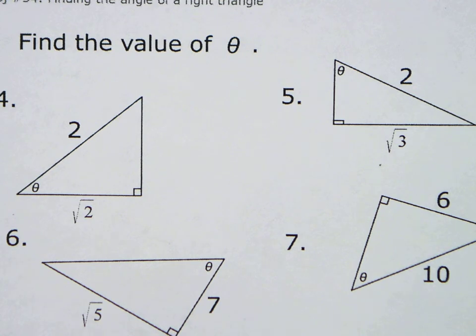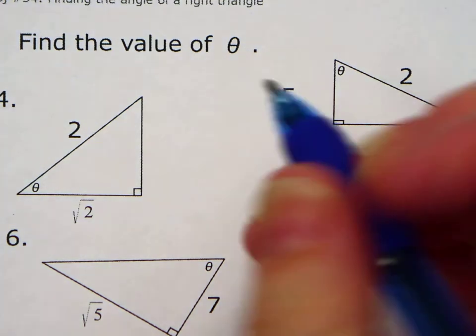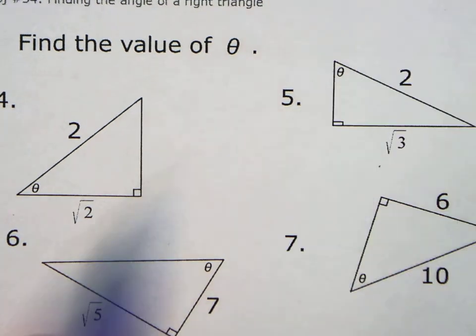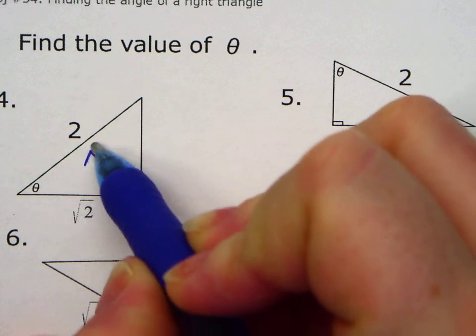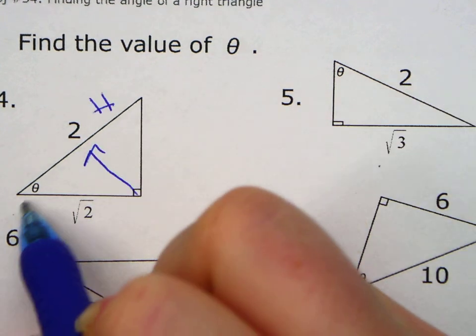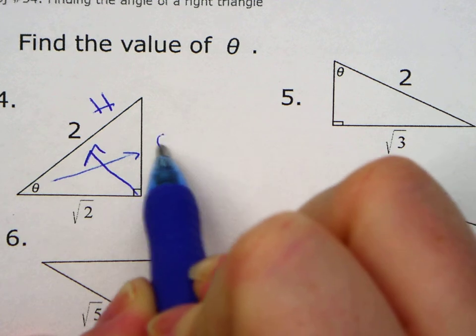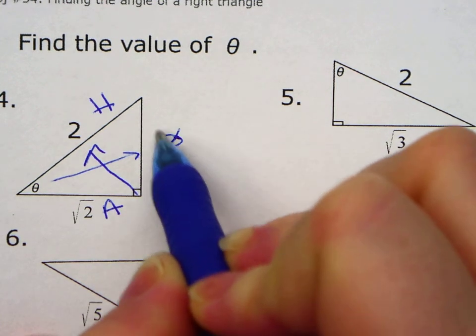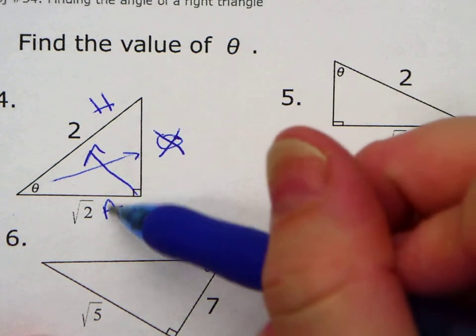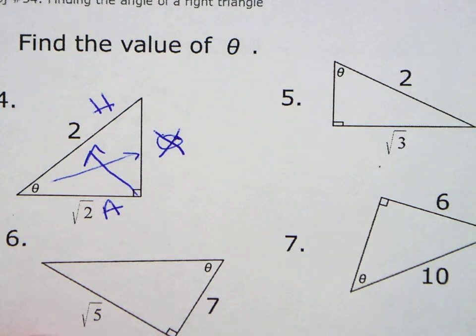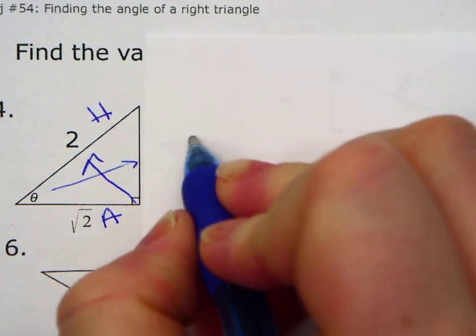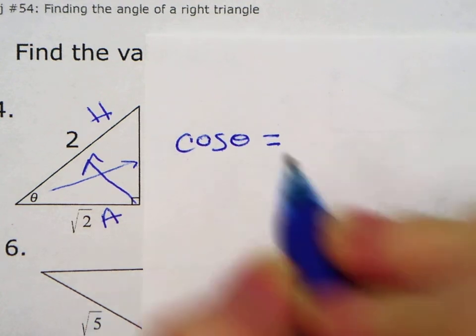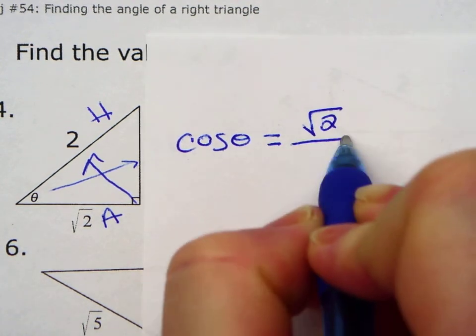So we have, let's look at this first one. First thing we're going to do is we're going to label. So what two sides do I have? Well, across from the right angle is my H. Do I have my O? Nope. So I'm going to cross off my O. So what two sides do I have? I have A and H. Which trig ratio is that? That's your cosine. So I'm going to do cosine of theta equals what? Radical 2 over 2.